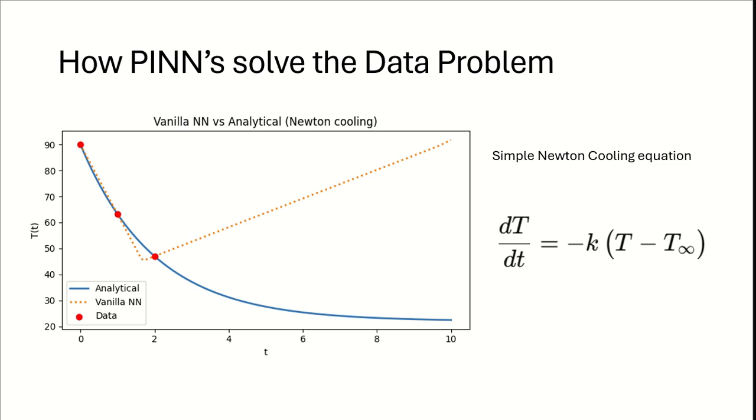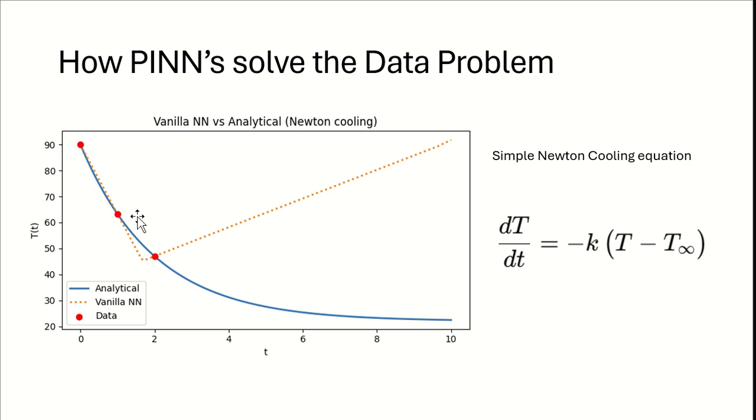Mathematically, this is referred to as dT/dt equals negative k times (T minus T ambient), with k being the cooling rate. The traditional approach to this would be a standard neural network, which would need extensive temperature measurements over time to learn this relationship purely from data. Meanwhile, our PINN can enforce the physical relationship at collocation points throughout the domain.